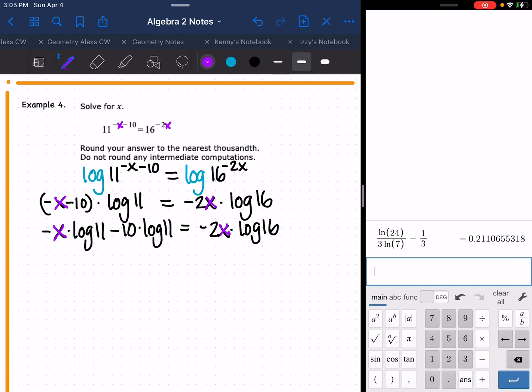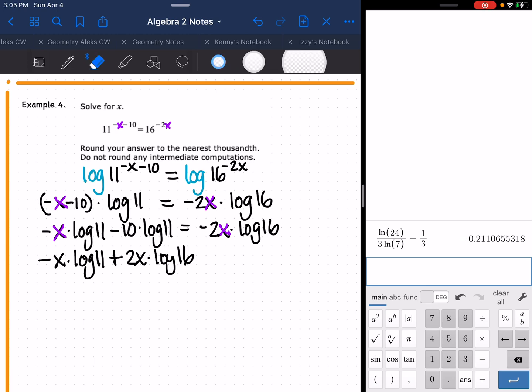So my next step is going to look like negative x times the log of 11 plus 2x times the log of 16. Let me get rid of that. Ooh, that didn't look so great. There we go. And then the 10 is going to come over here, 10 times the log of 11. Remember, because it switched sides, it switched its sign. All right, now my x's are together.